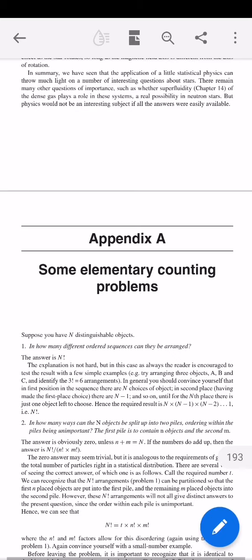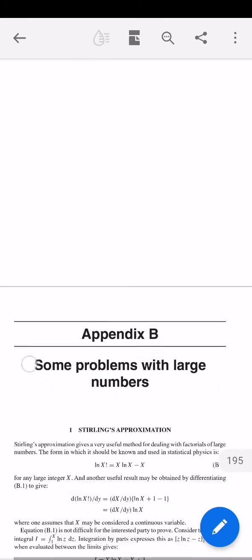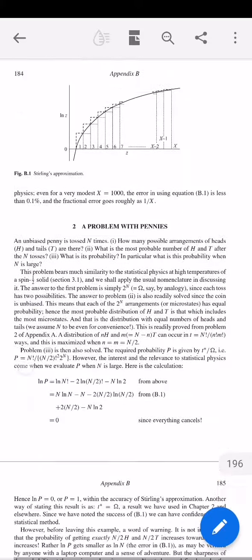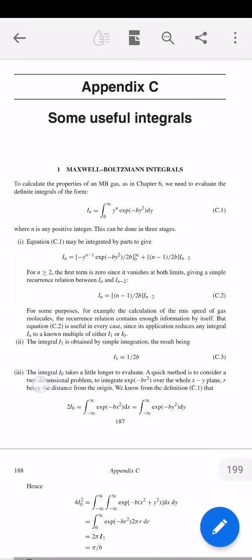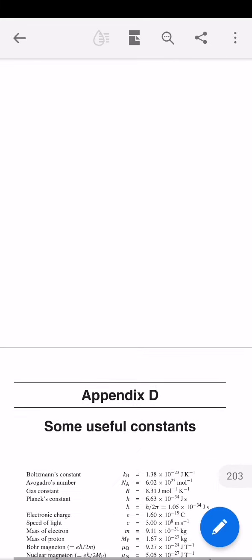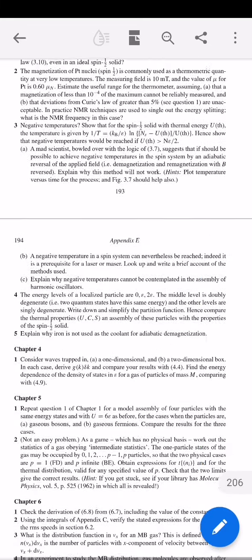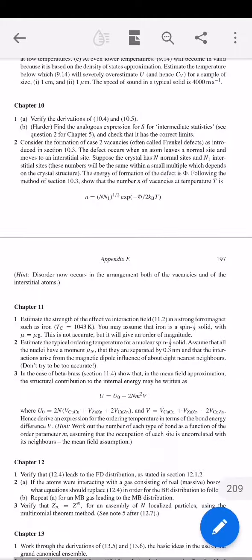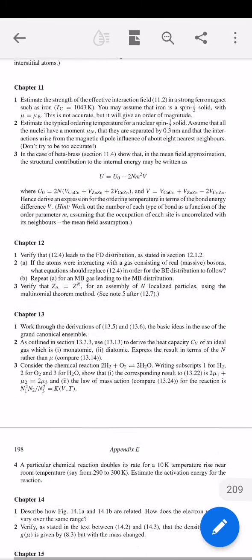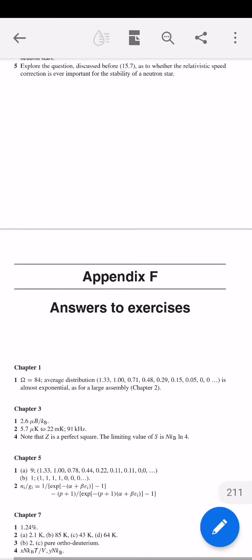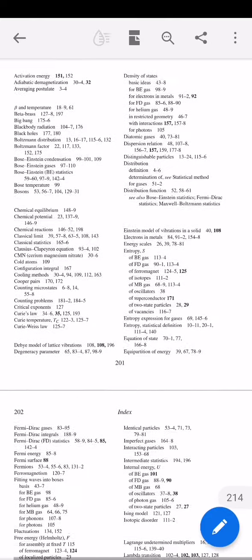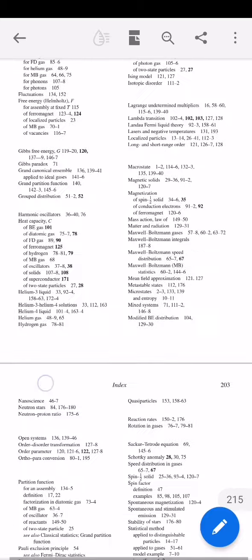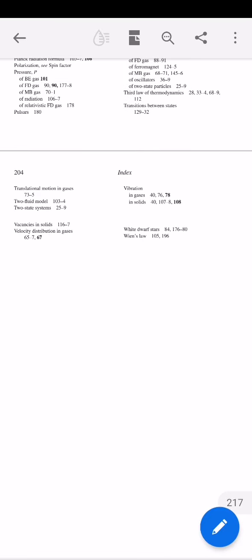Okay, now we're moving to appendices. Very short appendices in this particular case. Answers to questions. It seems like a very difficult book. You'll have to use the index quite often and Google quite often as well. Seems like a very difficult book, so tread carefully, I may say so.